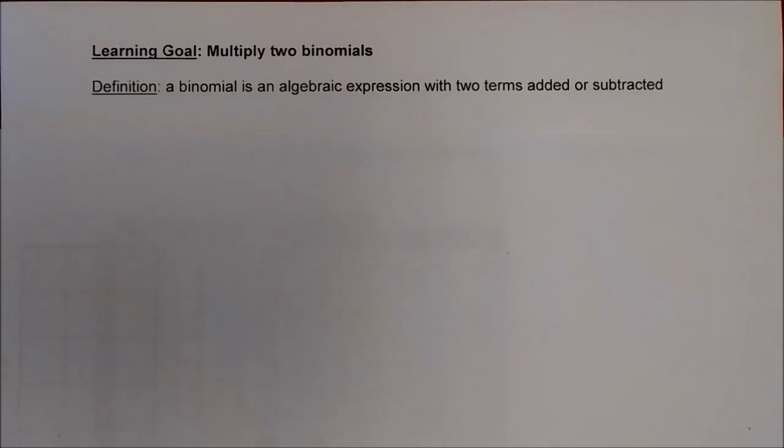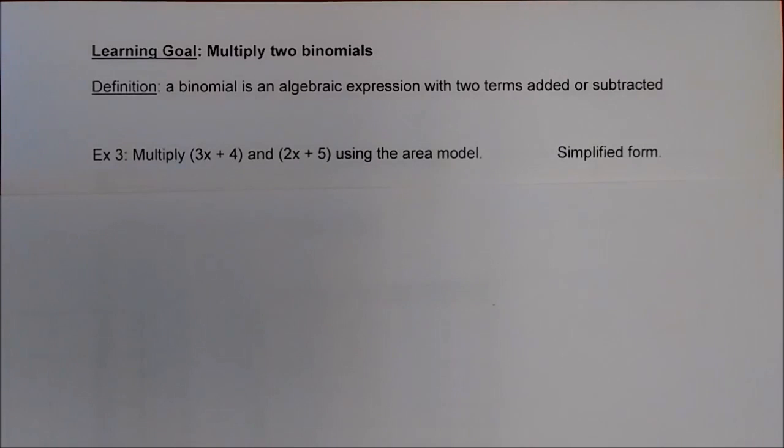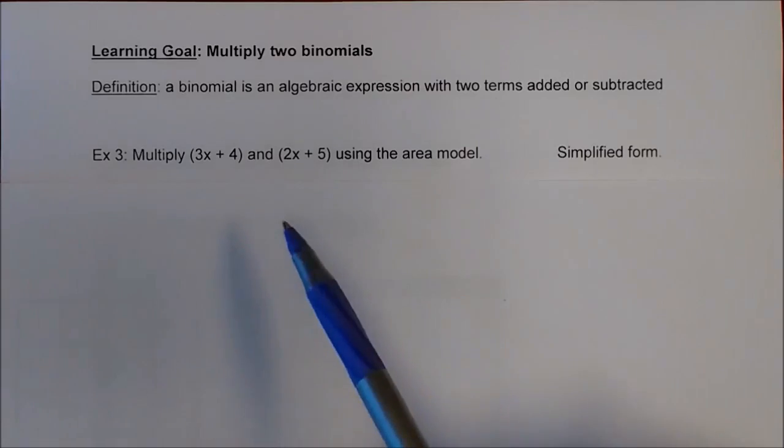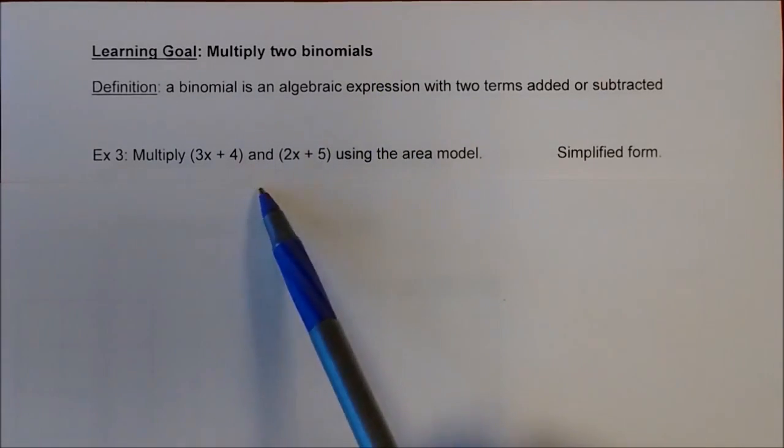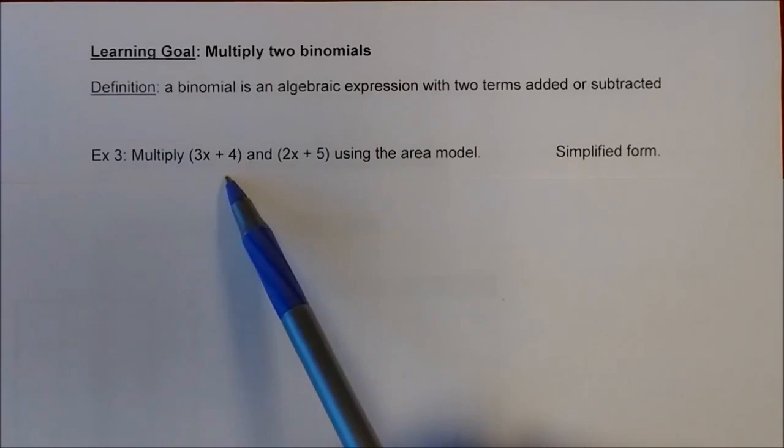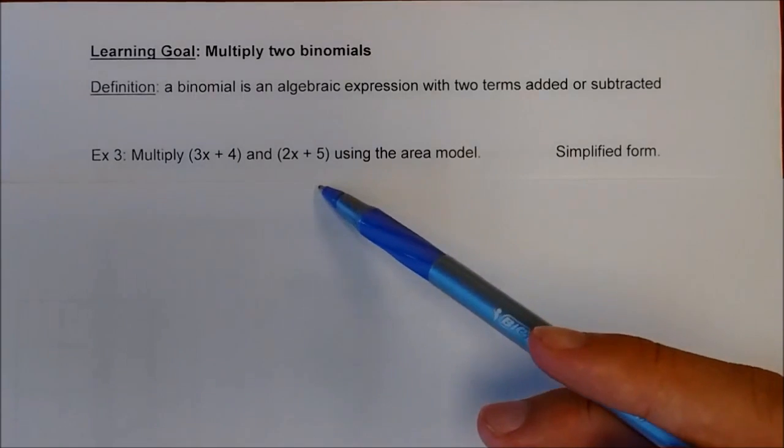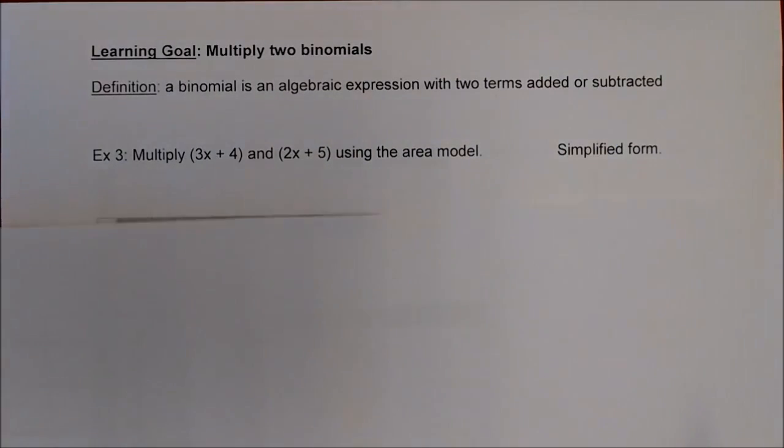So now we're going to introduce a new term. A binomial is an algebraic expression with two terms added or subtracted. Again, a binomial is an algebraic expression with two terms added or subtracted. And reviewing the example here, multiply 3x plus 4 and 2x plus 5 using the area model. And notice that 3x plus 4 is an algebraic expression with two terms added or subtracted, so it is a binomial. And 2x plus 5 is also a binomial.